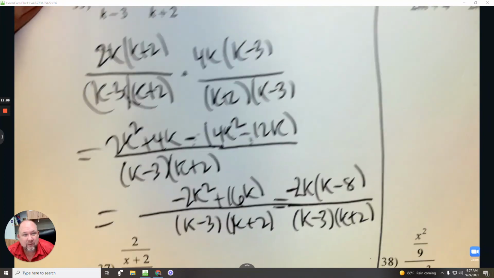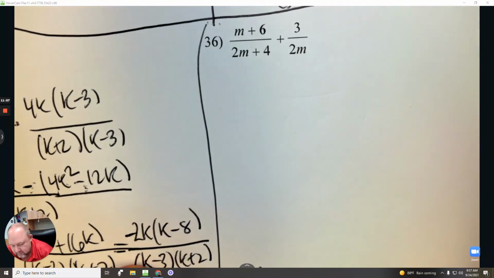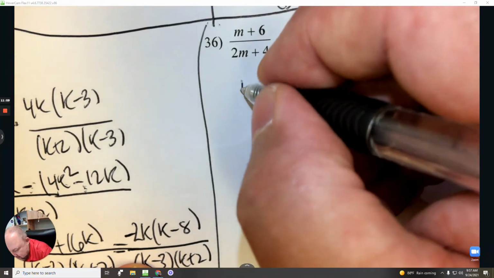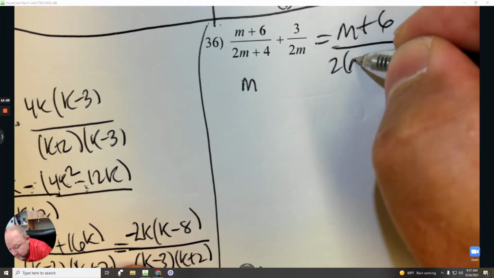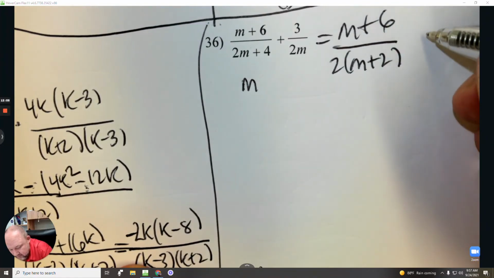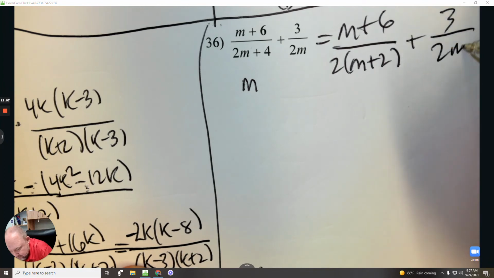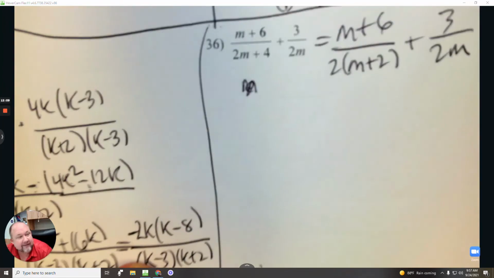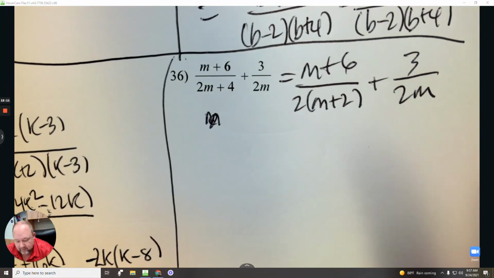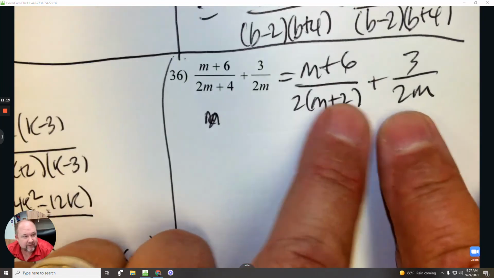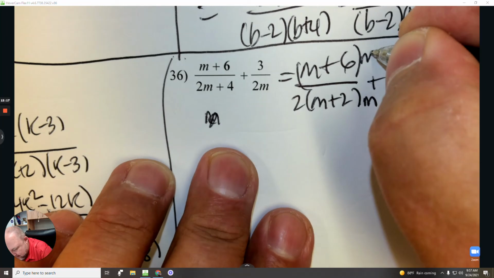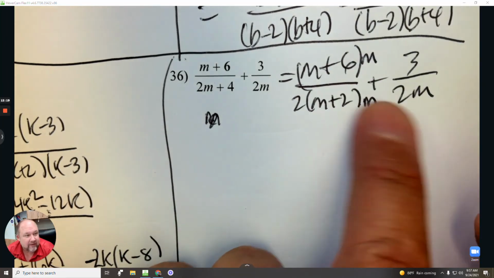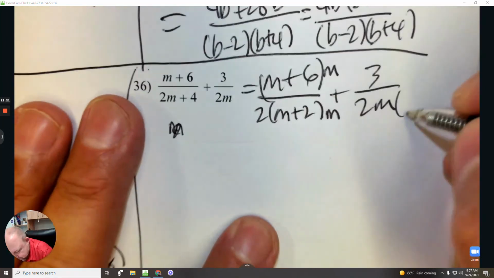All right, last one, number 36. We're going to factor out, I'll do it here. We're going to factor out a 2. That's m plus 2. And I'm going to create common denominators. So they both have a 2, but this needs another m. So I'm going to multiply top and bottom times m. This one needs an m plus 2.